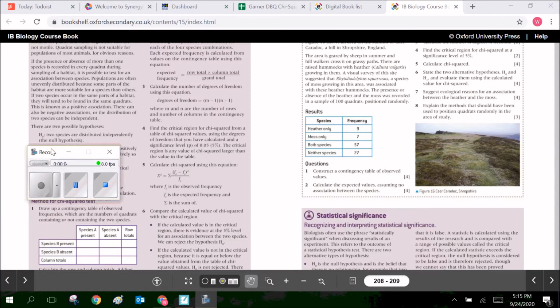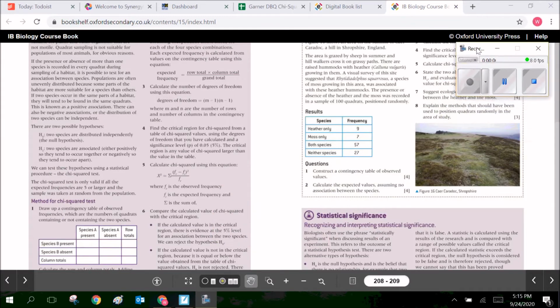Hey guys, this is just a quick video to show you how to do the chi-square problem that is in your textbook. You'll find it on pages 208 and 209 of your IB Biology course book using the Oxford University Press website. You can find that if you go into your modules. One of our homework assignments, I think it was lesson 3, was signing up for your IB textbooks. So if you haven't done that yet, go in there, definitely check it out, follow those instructions, and get your textbook. So pages 208 and 209.